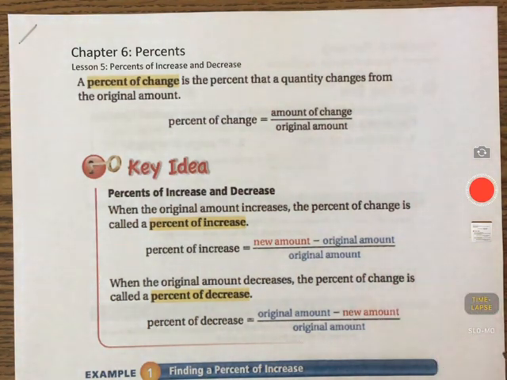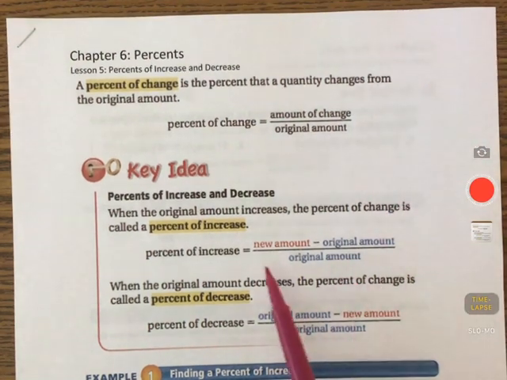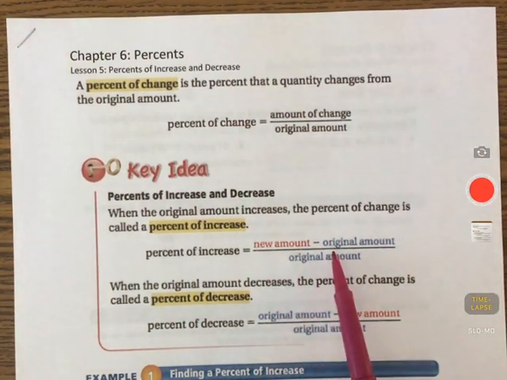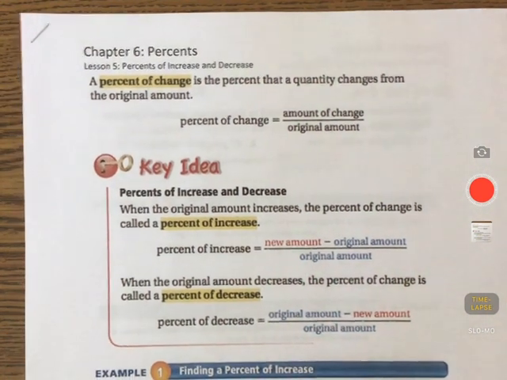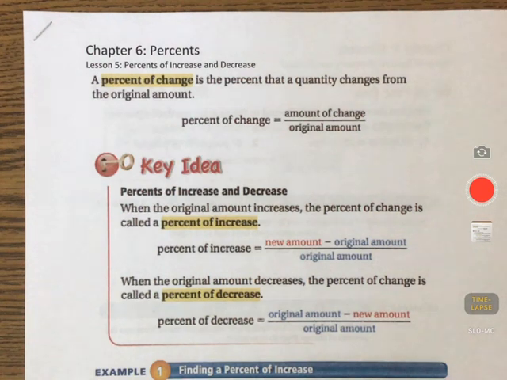And so the way that we find percent increase, we take our new amount, subtract our original from it, and then divide by our original amount. And we will do an example problem to go a little bit more in depth on that.